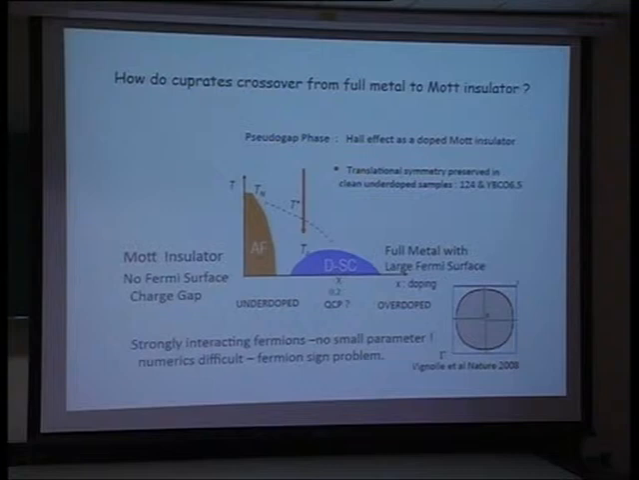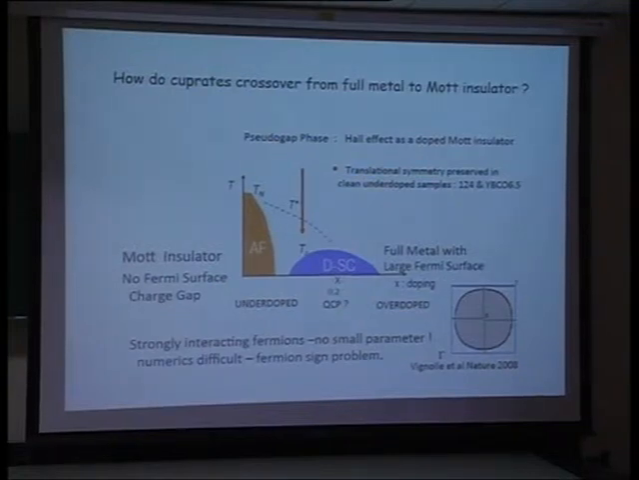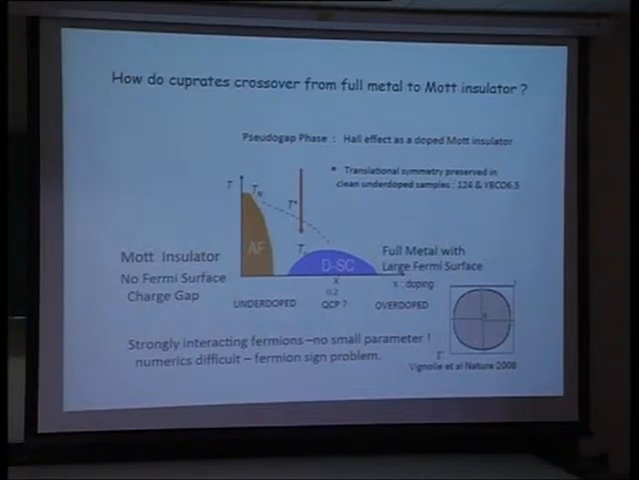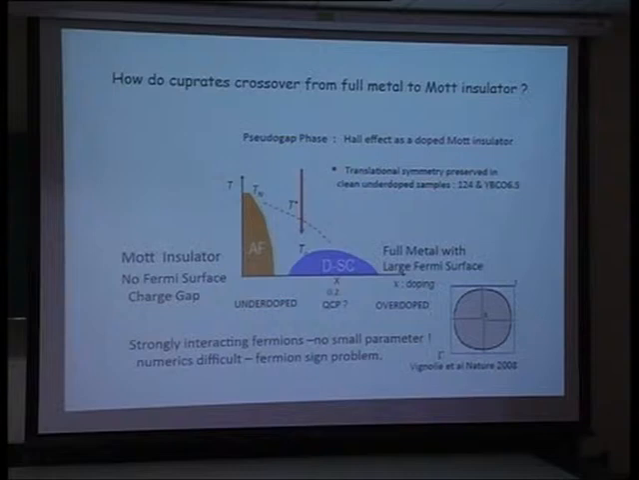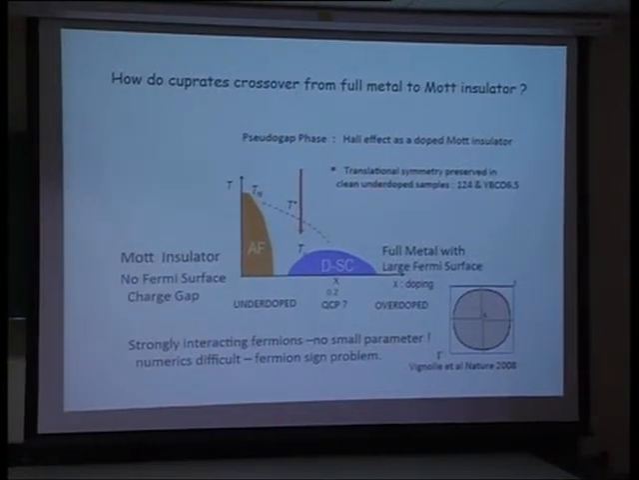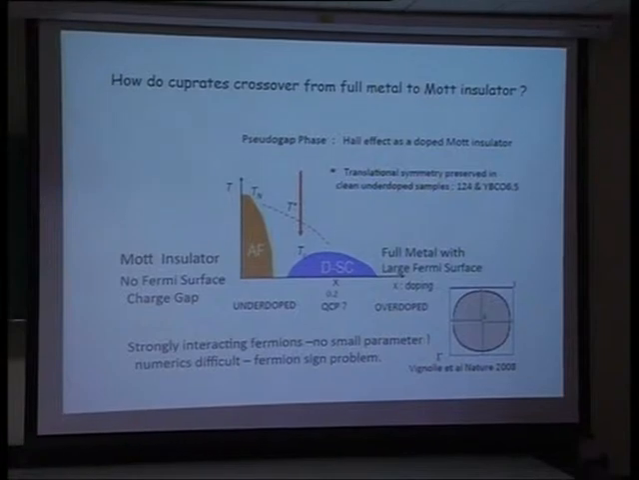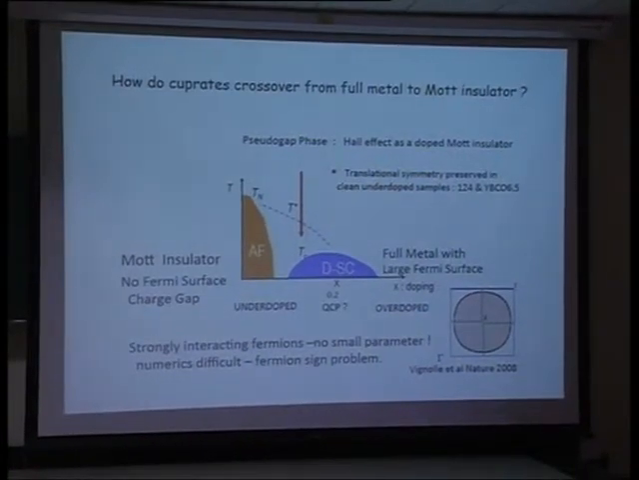Well, this is a phase diagram you have seen before, and the pseudogap phase, as you heard from the previous speaker, is this phase that sits between the region out here where we have this full Fermi surface that's seen in quantum oscillations, as we also heard, or also in photoemission, and over here where we have this Mott insulator with no Fermi surface at all.